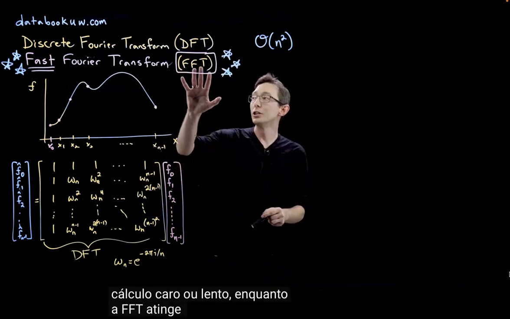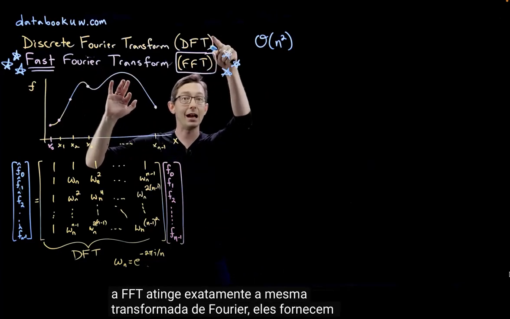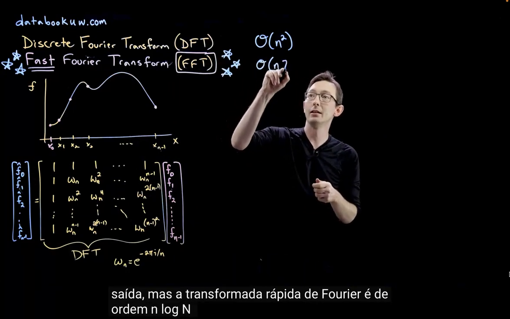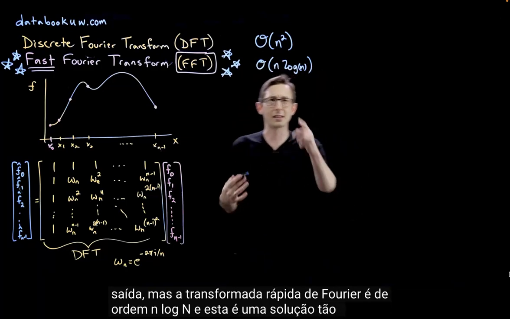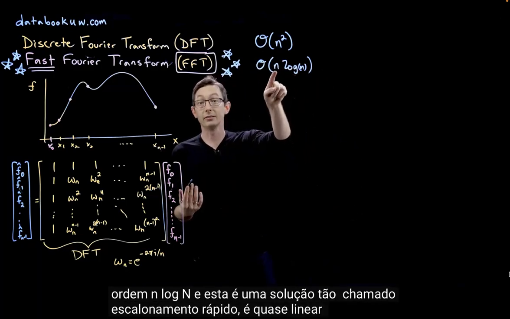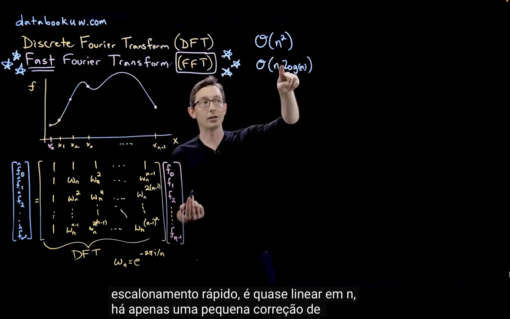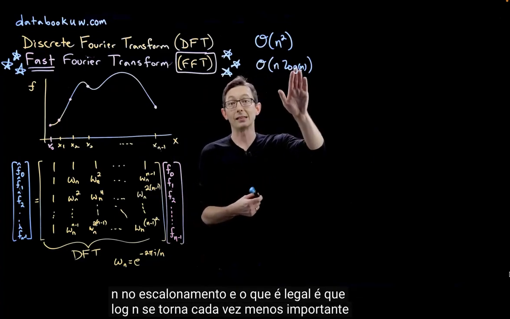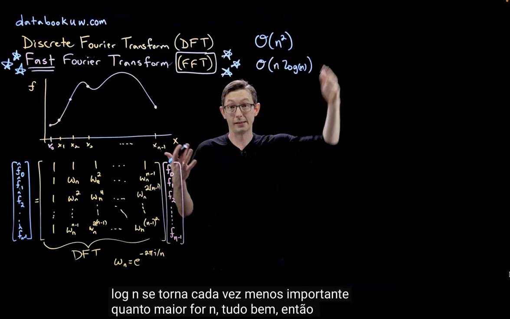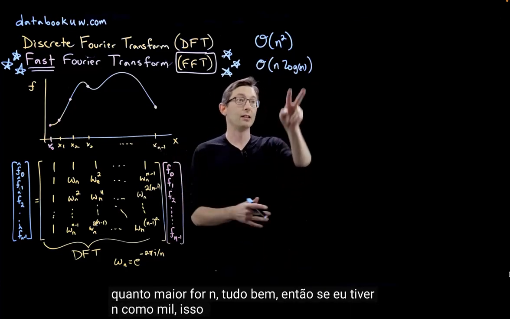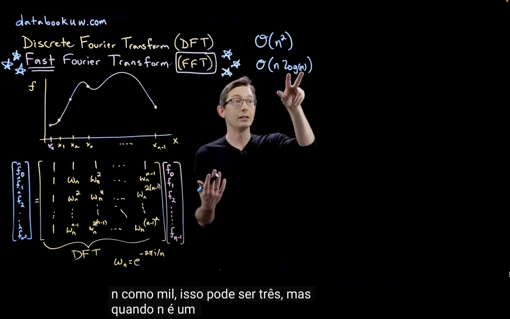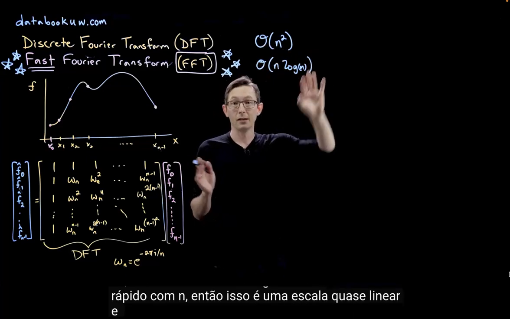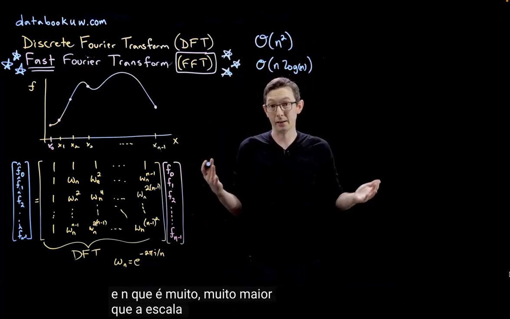Whereas the FFT achieves the exact same Fourier transform. These give exactly the same output, but the fast Fourier transform is order n log n. And this is a so-called fast scaling. It's almost linear in n. There's just this small correction of log n in the scaling. And what's nice is that log n becomes less and less important the bigger that n gets. So if n is 1,000, this might be 3, but when n is 1 billion, this is only 9. So this doesn't get that big that fast with n, so this is almost linear scaling in n, which is much, much better than quadratic scaling in n.